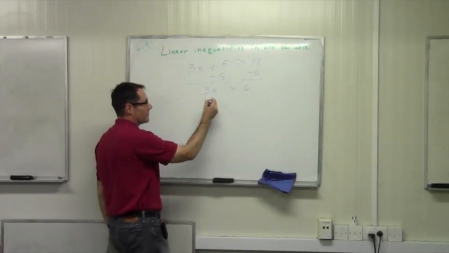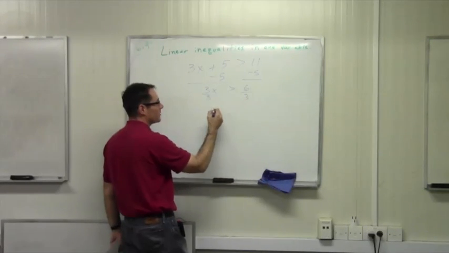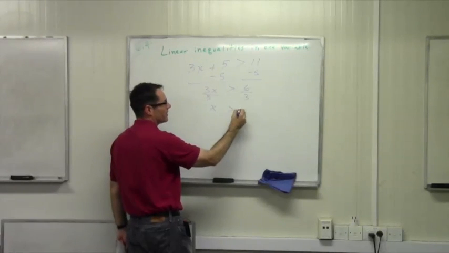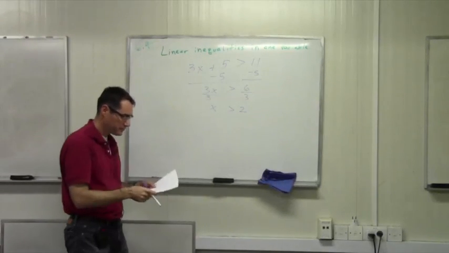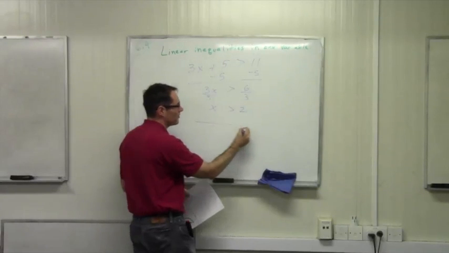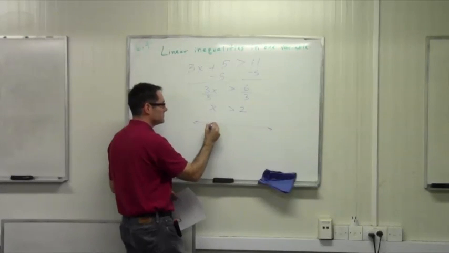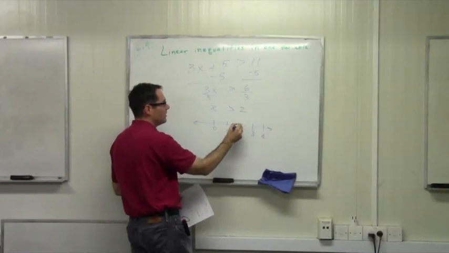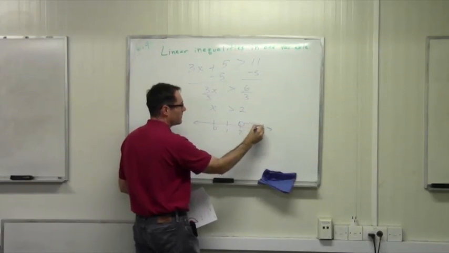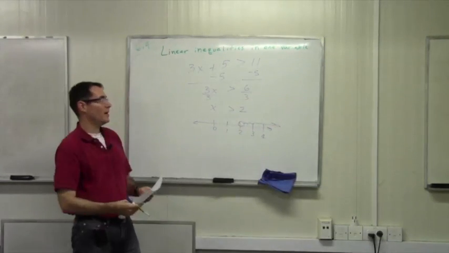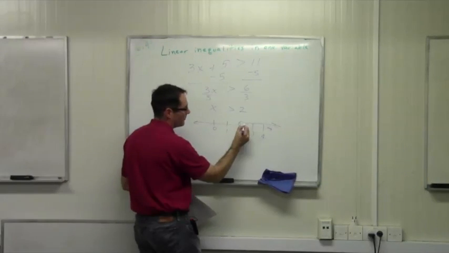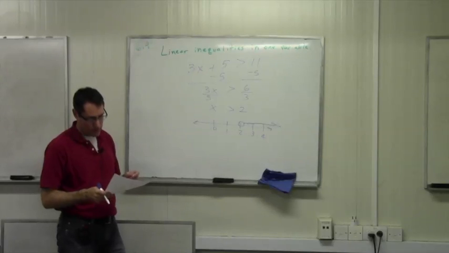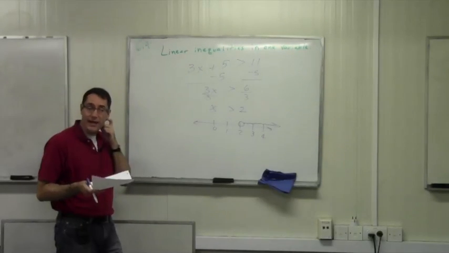We can divide by 3 to get rid of that 3 there. So we get x. Do we have to flip any signs here? Nope. Greater than 2. OK? And we just draw our little number line. 0, 1, 2, 3, 4. Greater than. You can squiggle it or whatever you want, but just so you can tell that it's a line going this way. X is greater than 2. And there's your answer. You can check these.